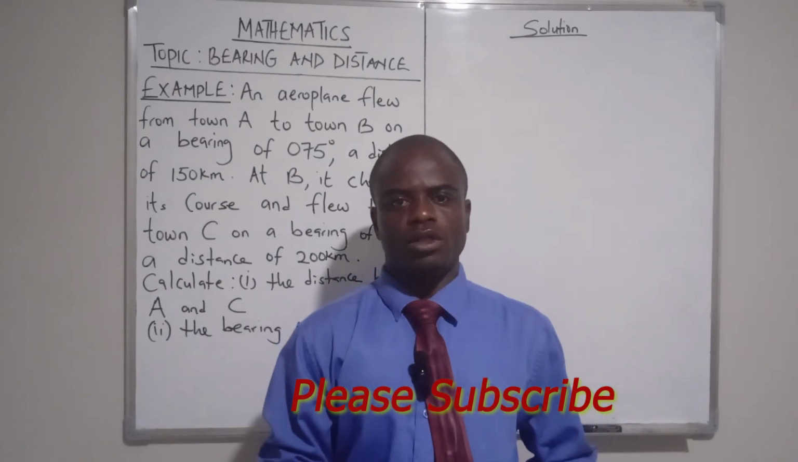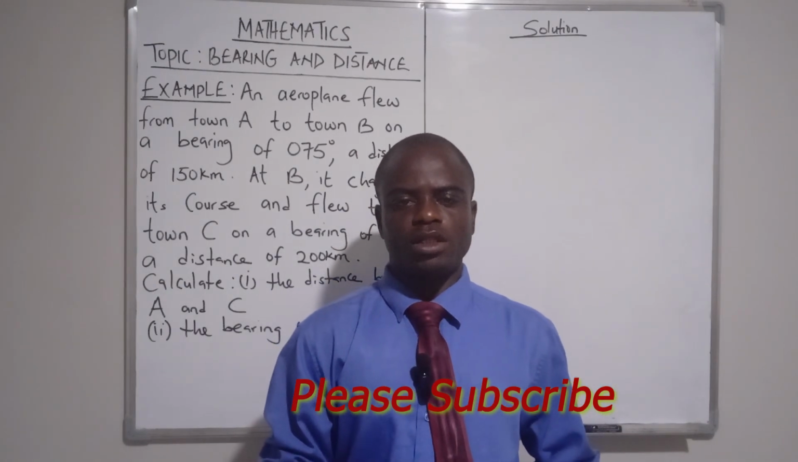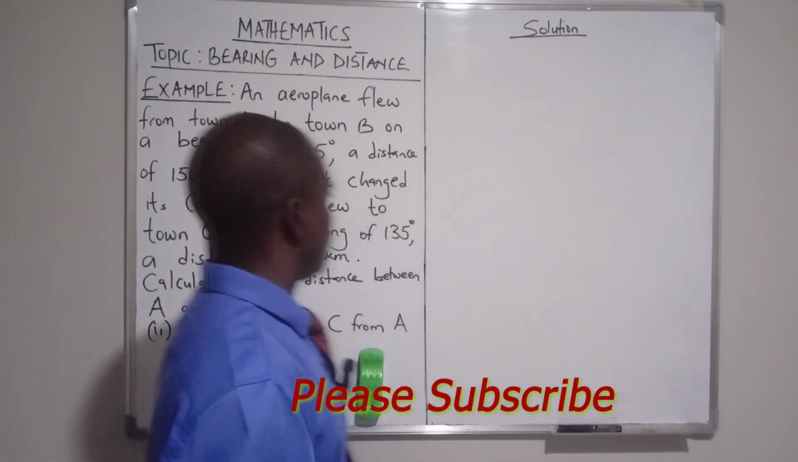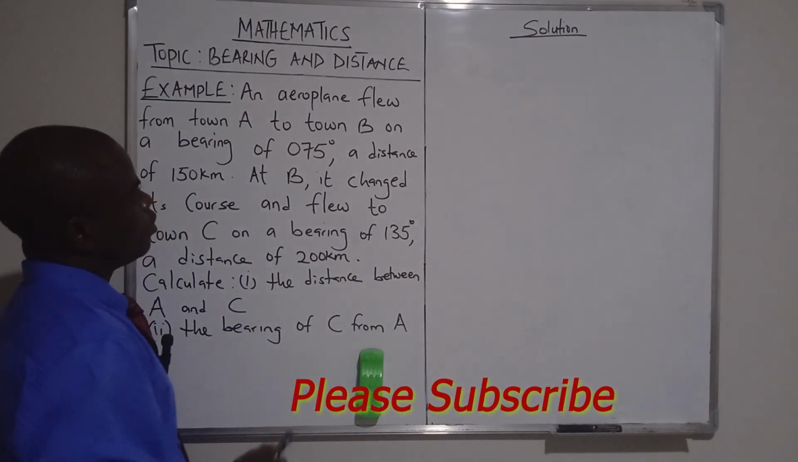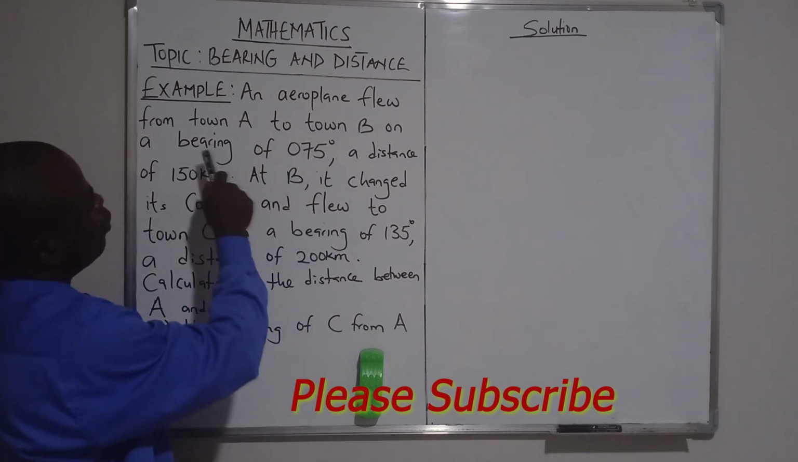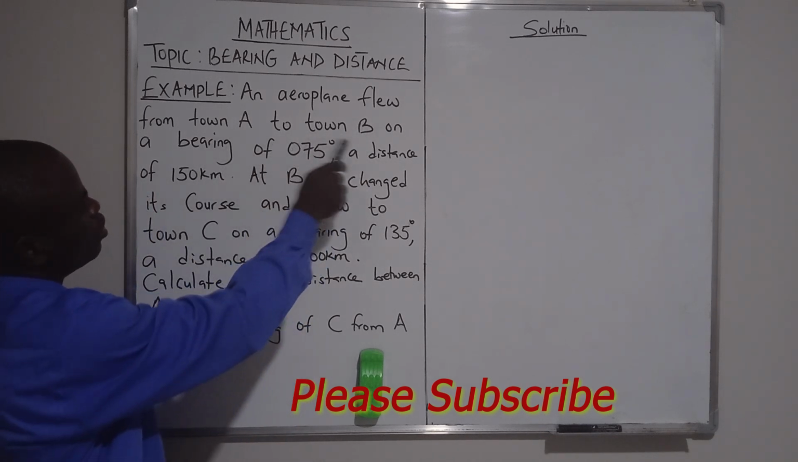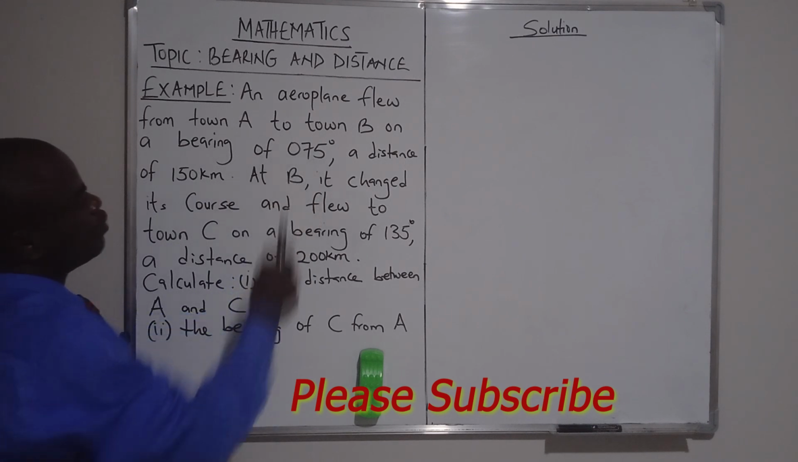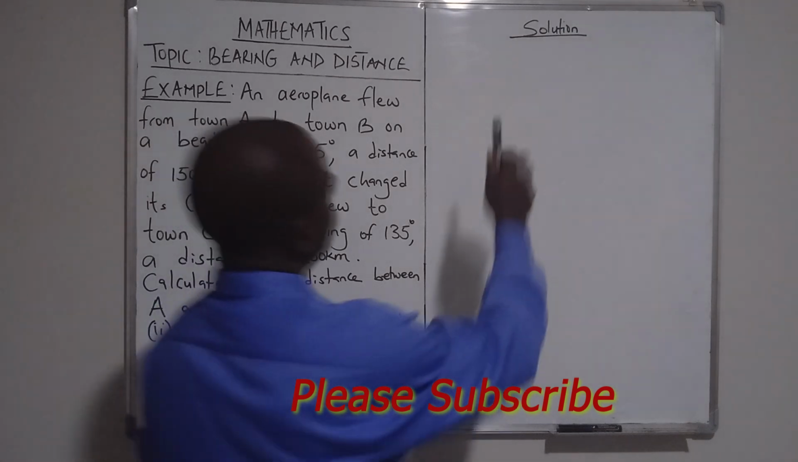Good day, students. Today we want to solve a problem involving bearing and distance. Let's analyze the question. An aeroplane flew from town A to town B on a bearing of 75 degrees.